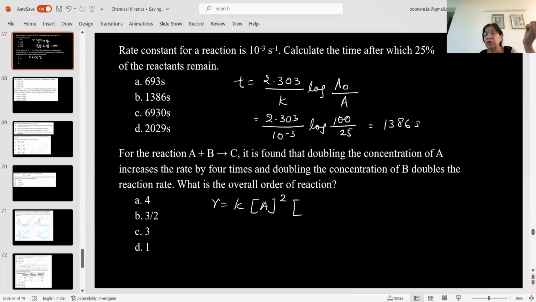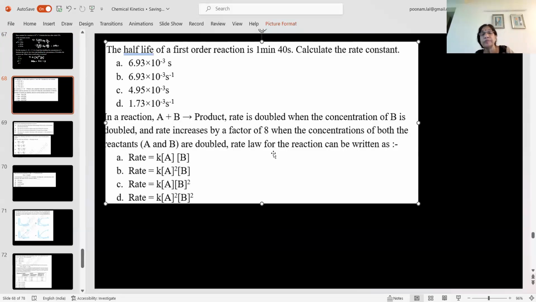And when I double the concentration of B, the rate only becomes doubled. So it is first order with respect to B. So what is the overall order of reaction? Order is equal to 2 plus 1, that is equal to 3. So the answer here was B, and here the answer is 3. Now let us take one more question.